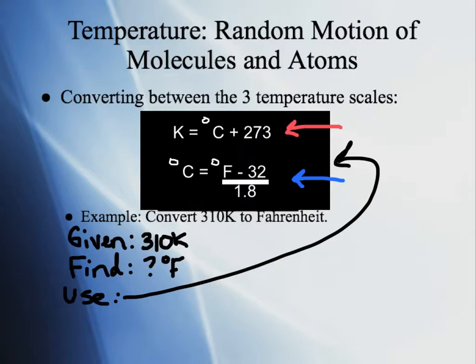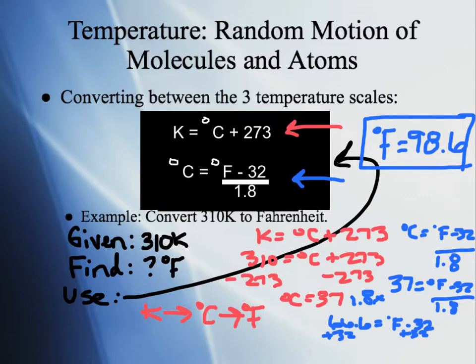So to solve it, first we need to go, what's our solution map? All right, so we're going to go from Kelvin. We don't have a particular equation to go from Kelvin straight to Fahrenheit, so we need to go to degrees Celsius. Then we can go to degrees Fahrenheit. Okay, so why don't you stop, do that, and then replay it and see if you got the right answer.